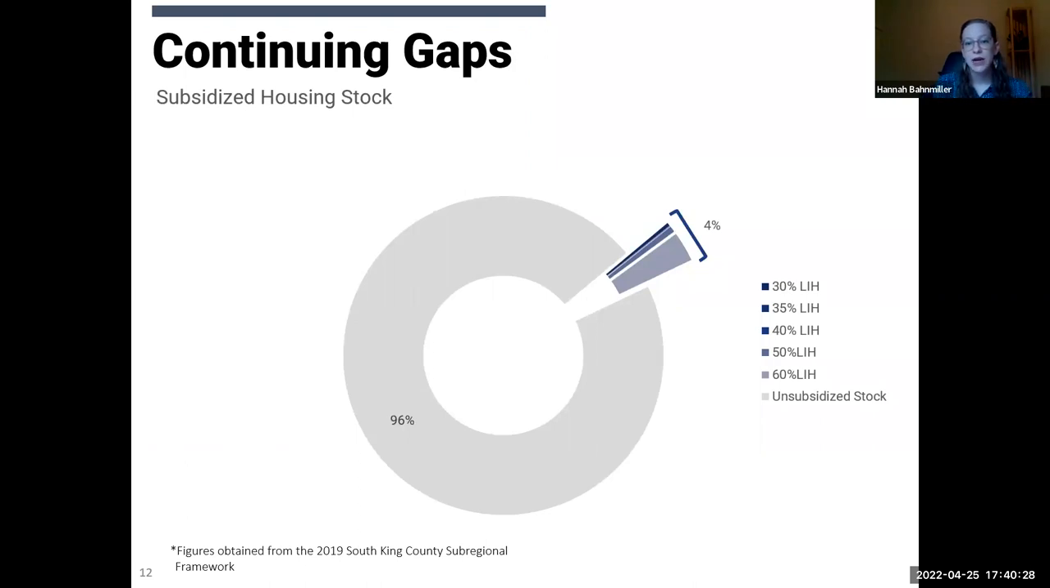Another way to look at supply is by narrowing in on our subsidized housing stock. These are units that we know are limited to and occupied by households of a certain income. The data in this chart was collected as part of the sub-regional housing action plan framework. And it shows that of our full supply of housing stock, only 4% or just over 1,500 units are limited to those making a specific income. These units are mostly targeted towards folks making 60% AMI, and less than 10% of subsidized units are targeted towards those making below 50% AMI.